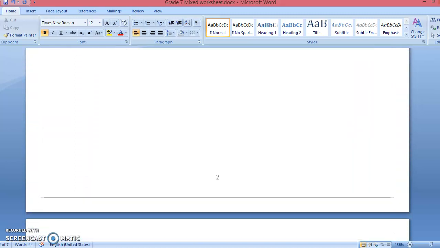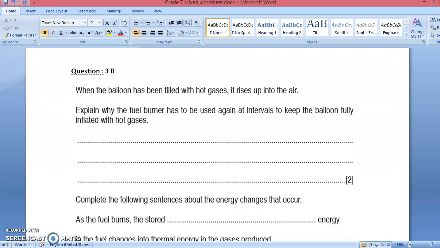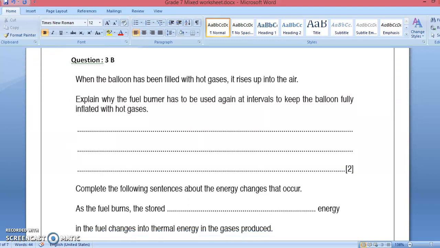Next is question 3b. Read this question carefully. When the balloon has been filled with hot gases, anything that's hot will rise up. So this also rises up into the air. Explain why the fuel burner has to be used again at intervals. Means, why do you have to keep using the fuel burner to keep producing the hot gases? To keep the balloon fully inflated. Inflated means it should be filled with air. So we are not filling in normal air, we are filling it with hot gases.